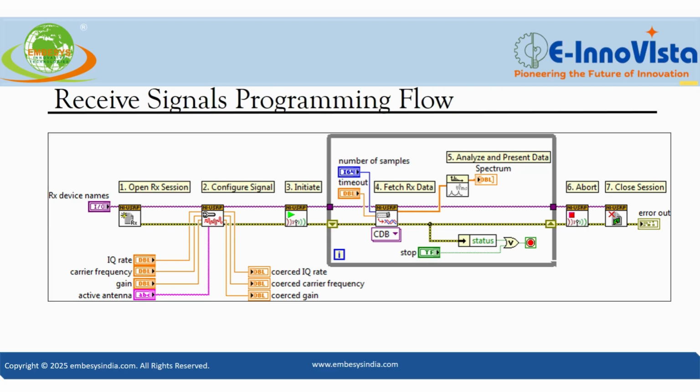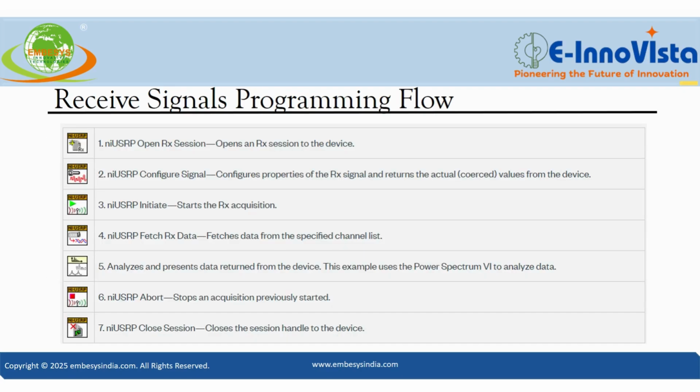Then we have to initialize the device, then fetch the RX data, which has been received at the RX antenna RF end. Then we have to analyze and present the data. Then after that, abort the execution and close the session. So these are the programming library blocks for the receiver end. These are the different meanings, different block functionalities.